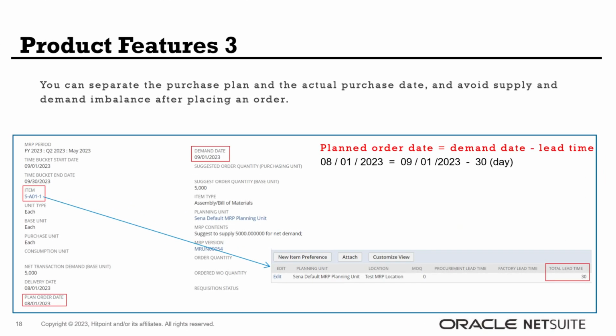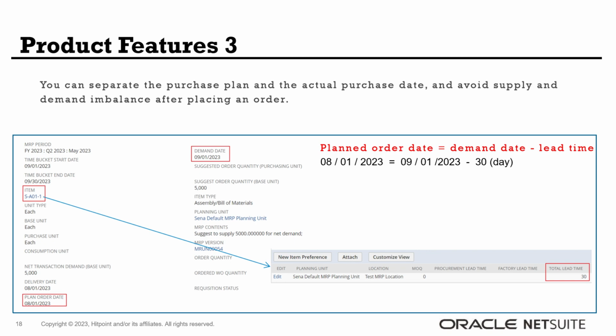Advantage 3, the dates of procurement plan and actual procurement can be separated, and the order placed will not cause an imbalance between supply and demand. We can see in the MRP run results that the demand date is September 1, 2023, and the planned order placement date is August 1, 2023.